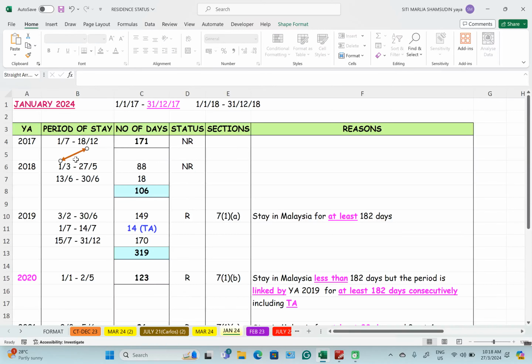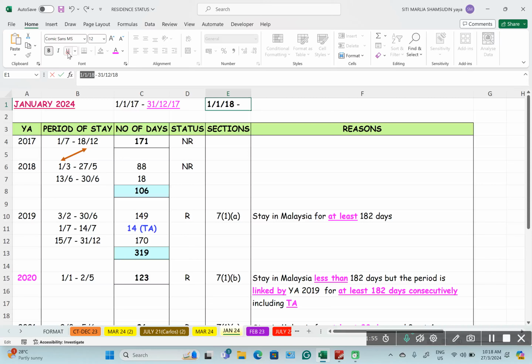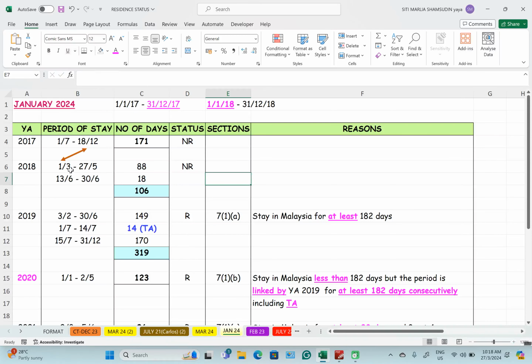Go down to 2018. The first day that we are going to see in 2018, look at the calendar here, it must be connected starting from 1st January 2018. But do we have January? No. We don't even have January, isn't it, guys? So due to that, we cannot use link 2. Okay, fine. Skip link 2. We go to C.